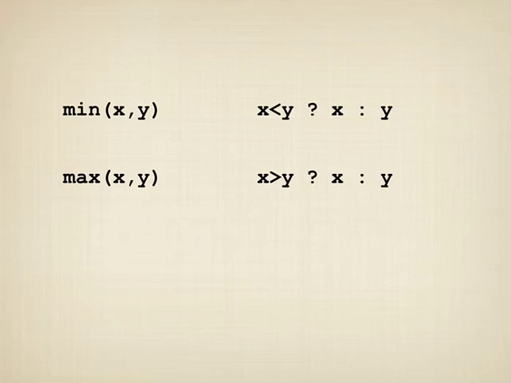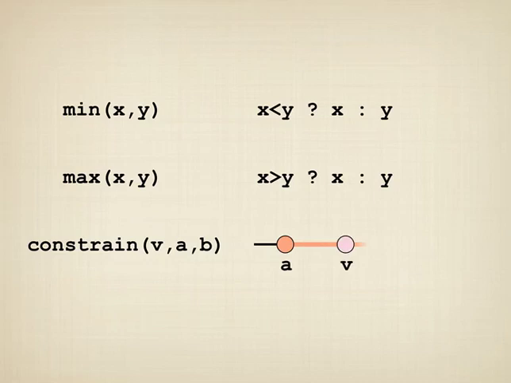Here's a routine that takes 3 values. Constrain takes a value v and 2 more numbers a and b. Here's a little picture to show you what this does. If v is between a and b, well, we just get back v. But if v is less than a, we get back a. And if v is greater than b, we get back b. So no matter what the value of v is, we know we're going to get back a number that is never less than a and never greater than b.